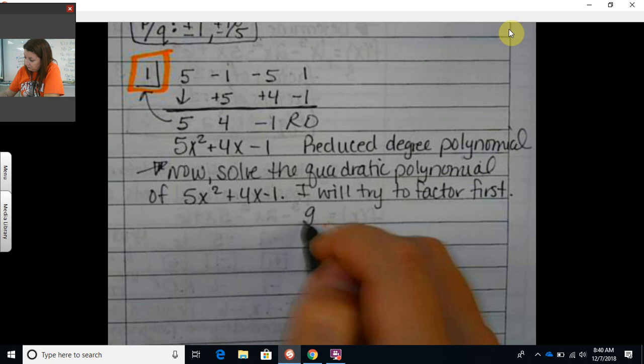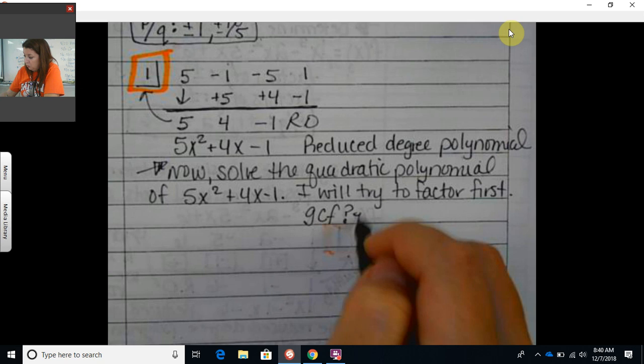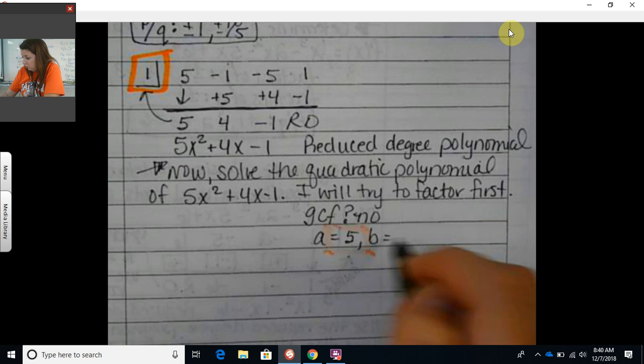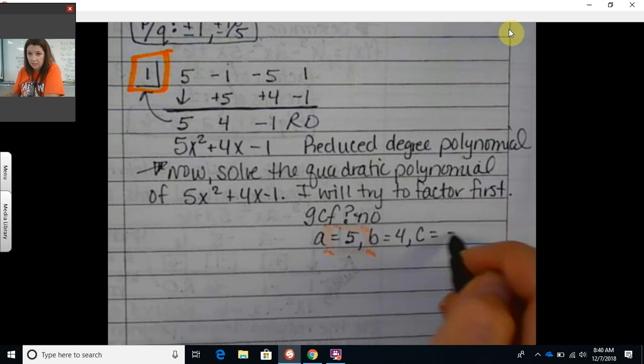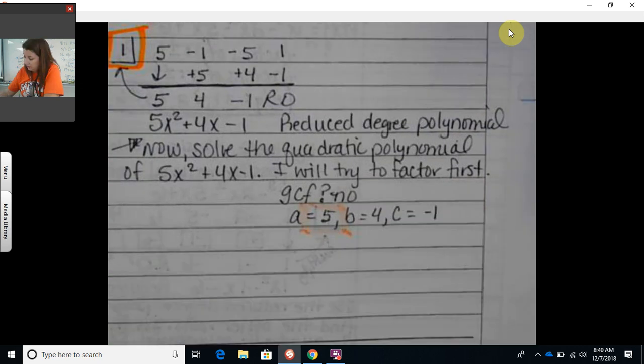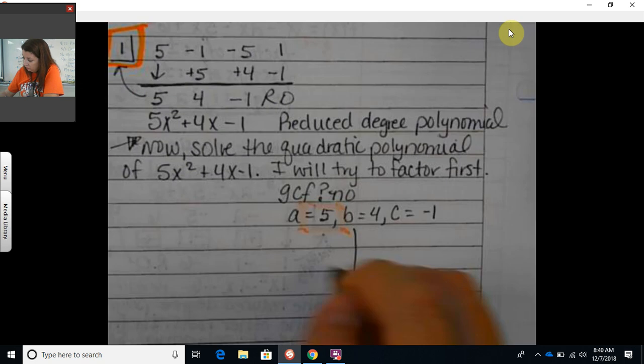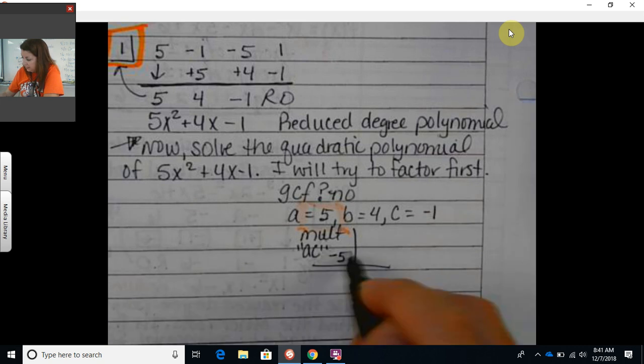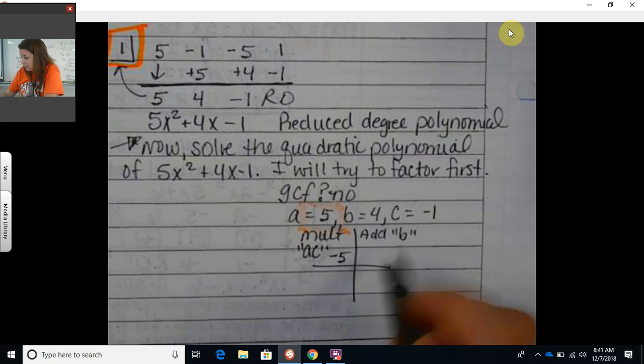Is there a greatest common factor? Nope. What is A? 5. What is B? 4. What is C? -1. All right, so let's make our little T-chart. I need two numbers that multiply together to give me AC. What is AC? -5. And then add together to give me B, and B is +4.